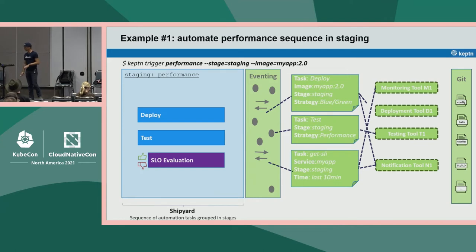So terminology-wise, we call the left side the definition of the automation sequences a shipyard file. We call the tools that are subscribing to Keptn events the uniform, right? Because the captain on a ship needs a uniform. That's the tools, the tool belt. We have all the config in the config repo that Keptn maintains. And then we have cloud events.